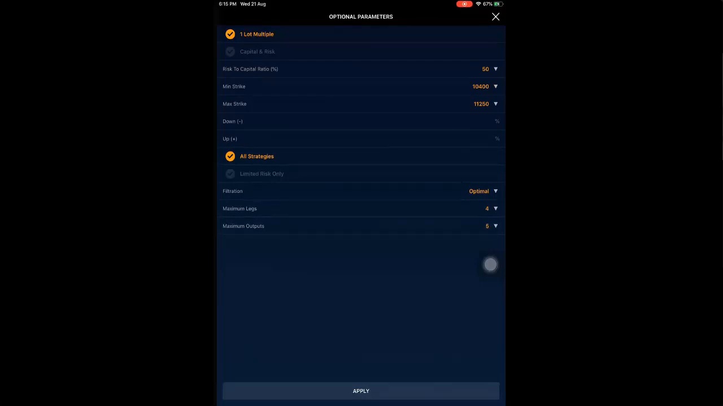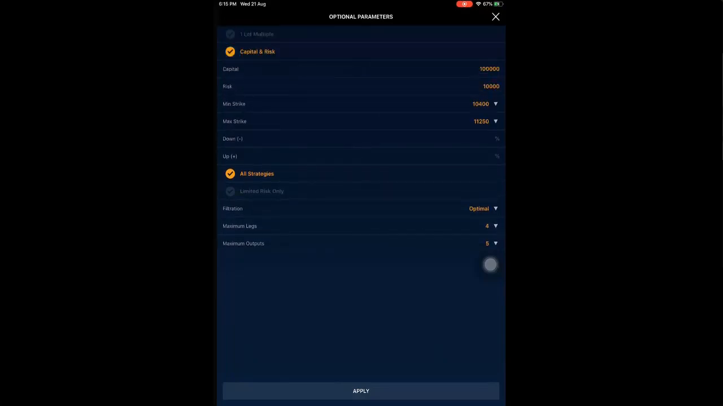The first one is the one lot multiple, which means that you are doing one lot of the strategy. If I say a bull call spread, it is a combination of buying one option and selling one option at a higher strike. So the combination is 1:1. That means it's a one lot multiple. Similarly, a ratio call spread is buying one lot and selling two lots. So the combination is 1:2. This also means a one lot multiple. So when I say one lot multiple, I want to do one lot in that strategy.